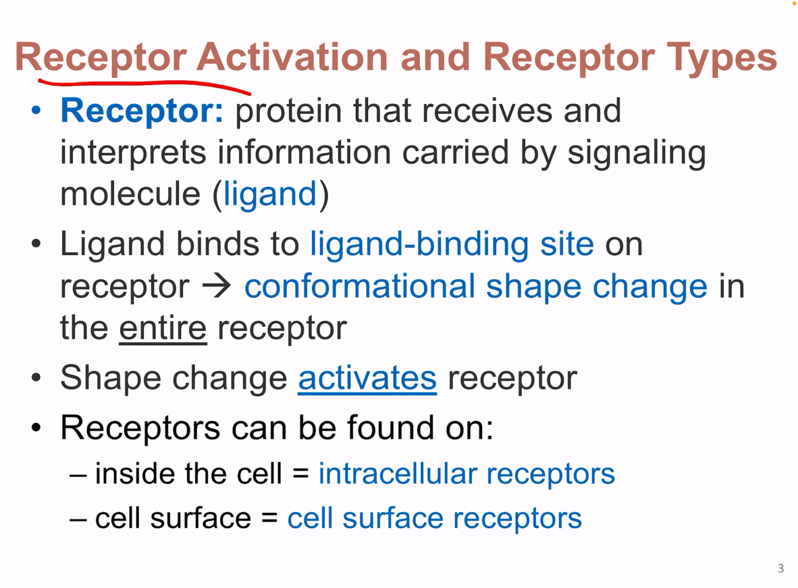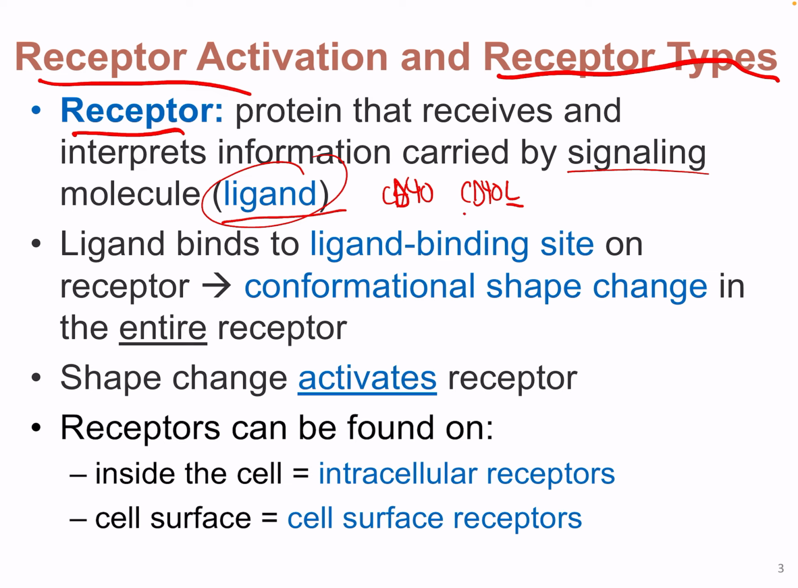So, receptor activation and receptor types. Simply put, a receptor is a protein that receives and interprets information carried by a signaling molecule, which is a ligand. For example, we have a receptor in immunology called CD40, and this binds to CD40 ligand. So the ligand, we can see here, is carried by the signaling molecule. The ligand is binding to the CD40 receptor.